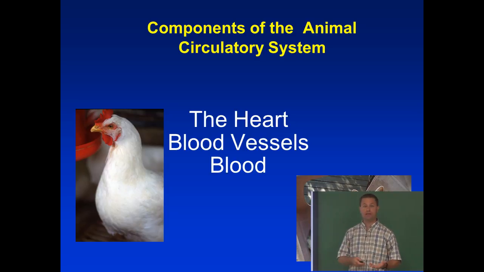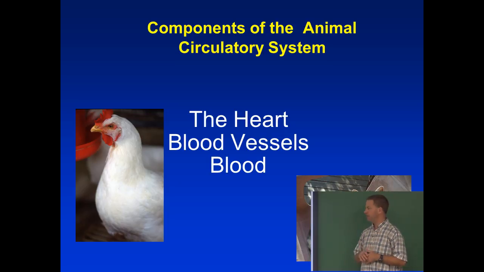Okay, and then we have the blood vessels. The blood vessels are basically just the tubing, the pipes to get the blood where it needs to go. What are the three major types of blood vessels? Arteries, veins, capillaries. Okay. Can somebody give me a definition of an artery? Carries blood away from the heart. Okay. A vein carries blood to the heart. And capillaries are the site where exchange happens.